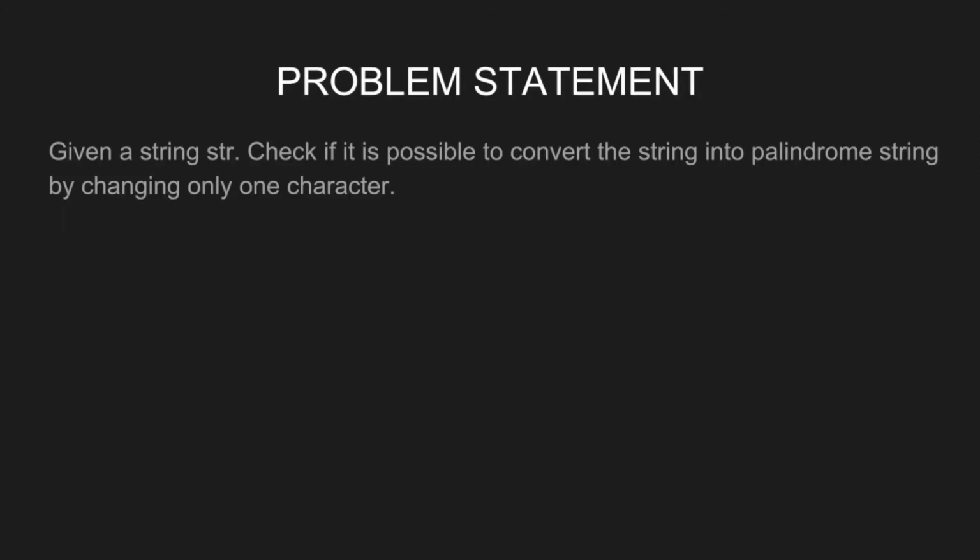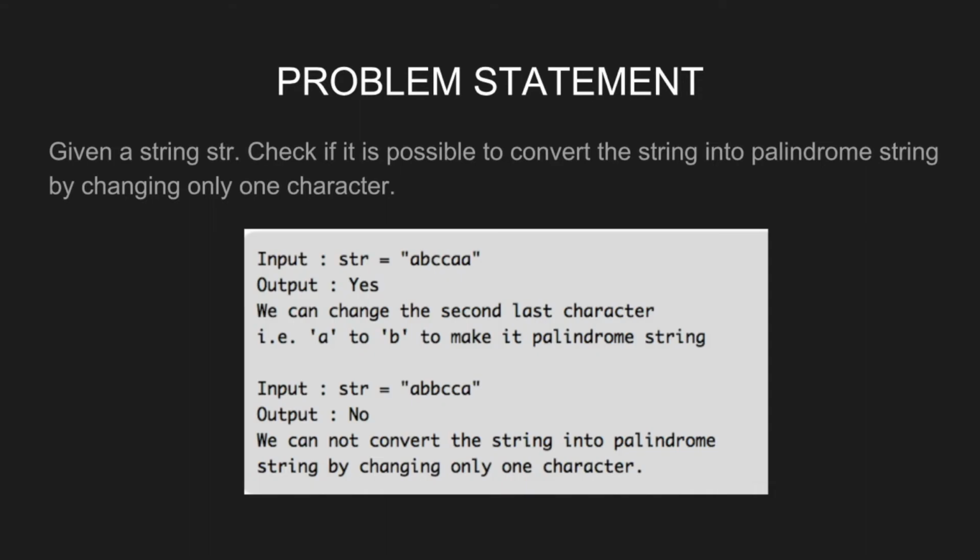Given a string str, check if it is possible to convert the string into a palindrome string by changing only one character. For input string ABCCAA, output will be yes, as we can change the second last character, that is A, to B to make it a palindrome string.